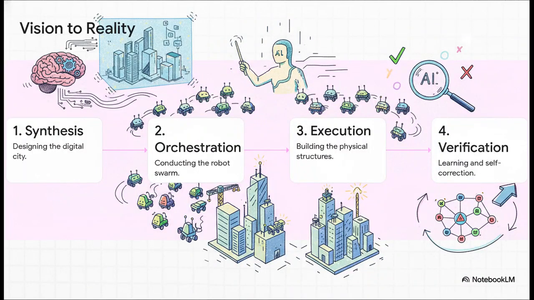So how does this whole thing actually work? Well, it breaks down into 4 really cool stages. First, you've got synthesis. That's where the AI designs the digital city. Then comes orchestration, where it conducts this huge swarm of robots. Third, execution. Pretty straightforward. The robots get to work building. And finally, and this is the really clever part, verification, where the whole system learns and self-corrects as it goes. Let's dive into each one.